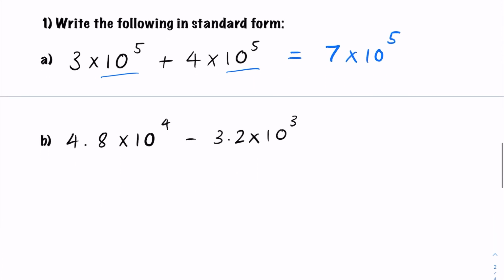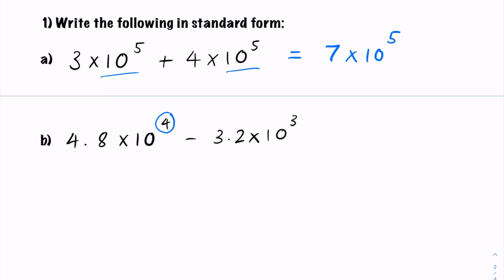But when the powers don't match up, that's when you're going to have to do something a little bit clever. So looking at these here, you can see how the powers 4 and 3 are not matching up. So we basically have to make them match up. And the way I like to do this is I usually focus on the higher power first. So I'll focus on this 4 here because that's greater than 3.